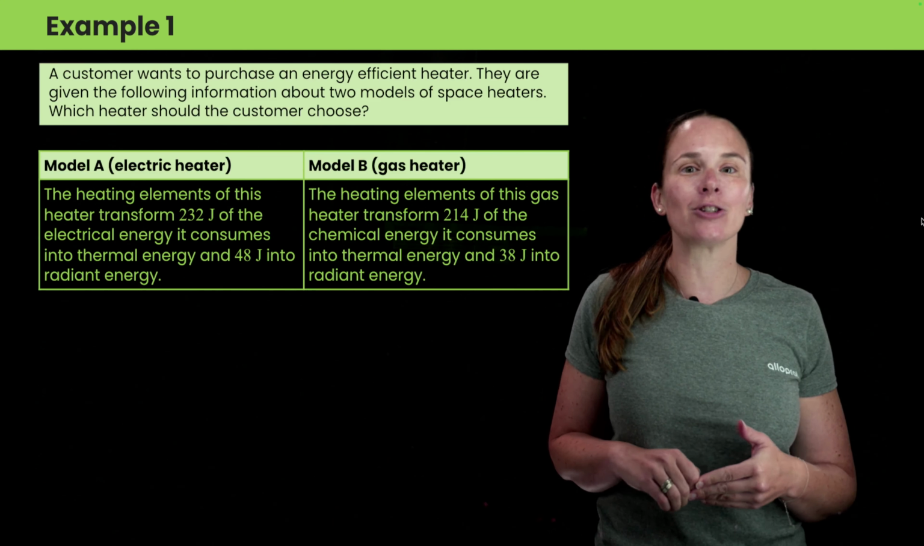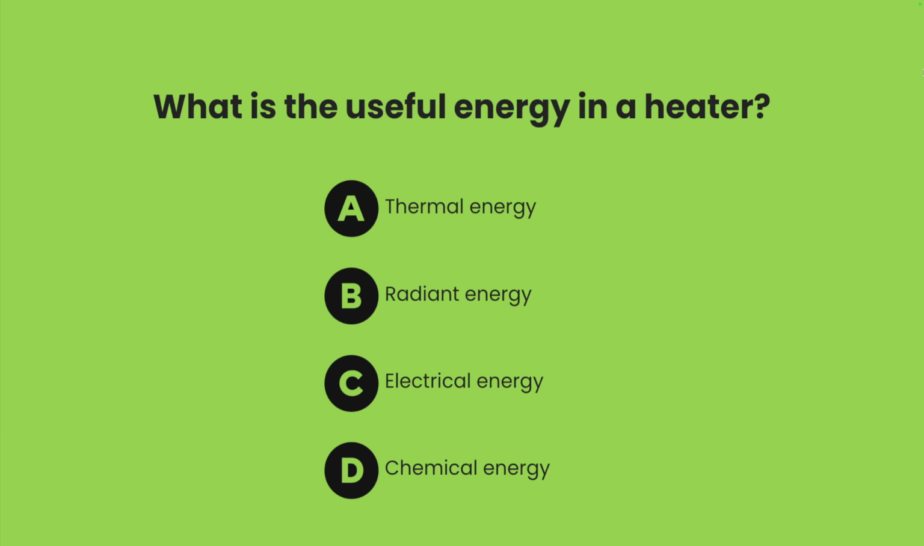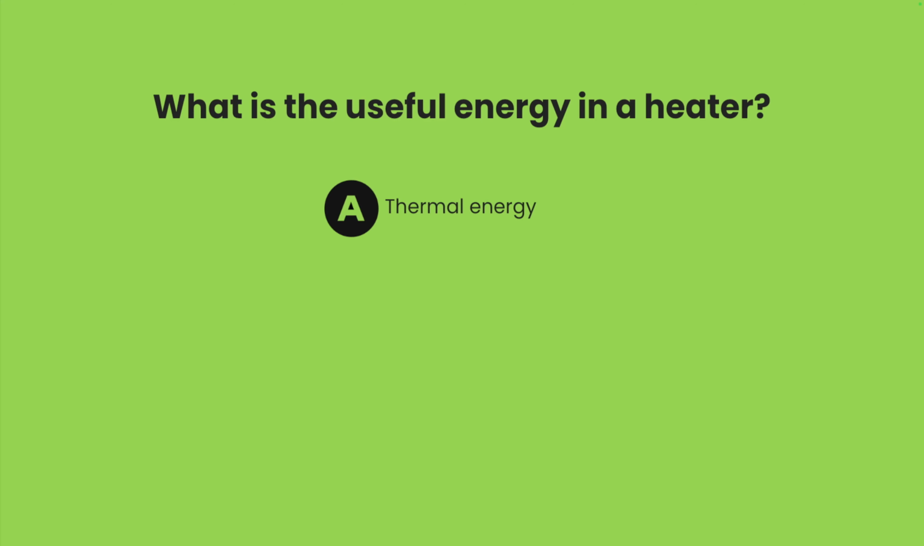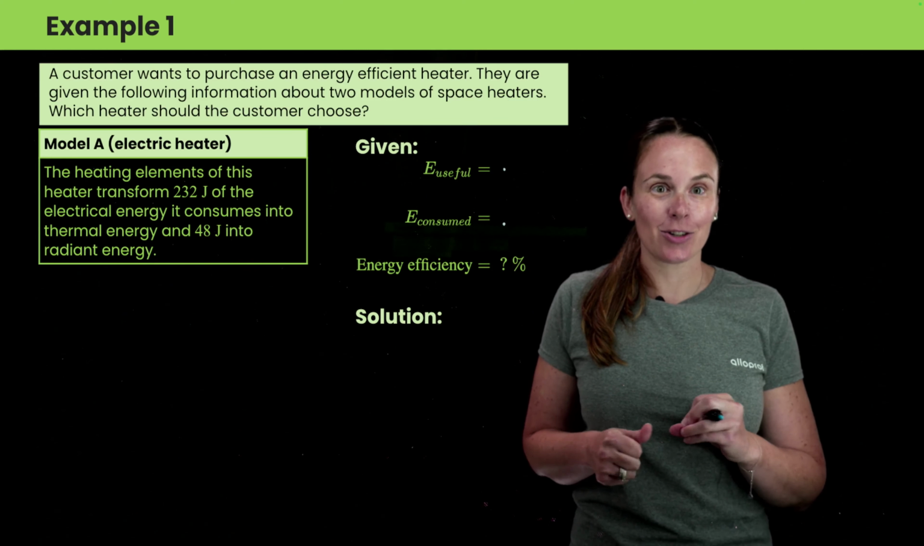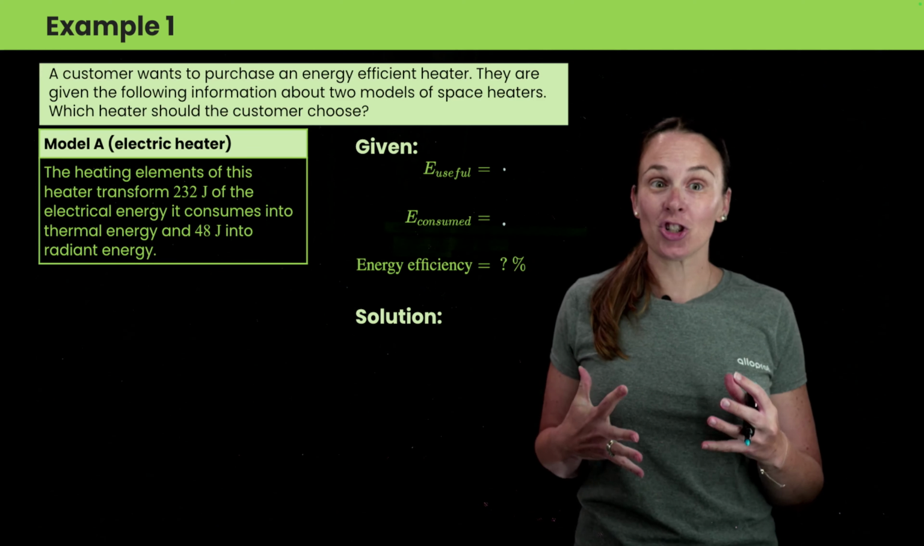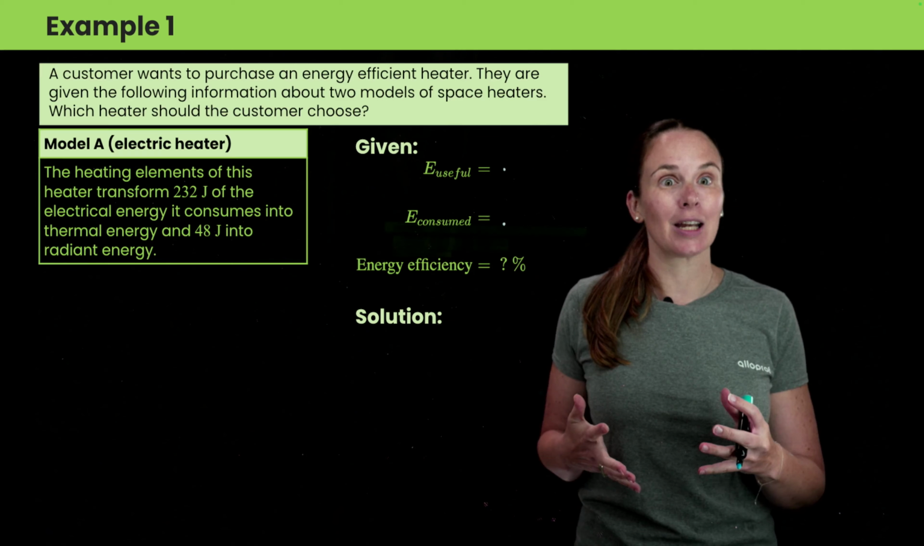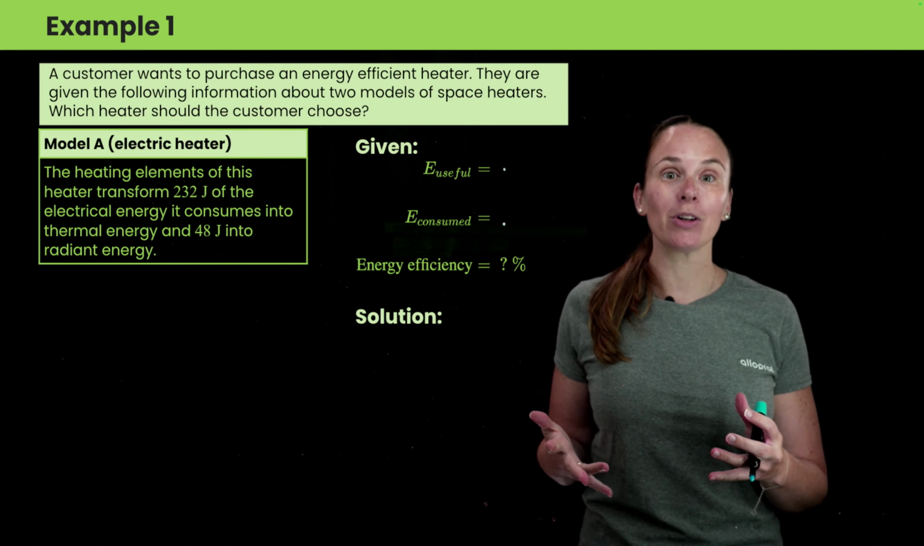So now we need to figure out which model we're going to pick. What is the useful energy in a heater? Is it A, thermal energy, B, radiant energy, C, electrical energy, or D, chemical energy? The answer is A, thermal energy. So remember that useful energy is that energy that is used to perform a certain task. So what's the job of a heater? It's to heat a space. So thermal energy is what we're looking for.